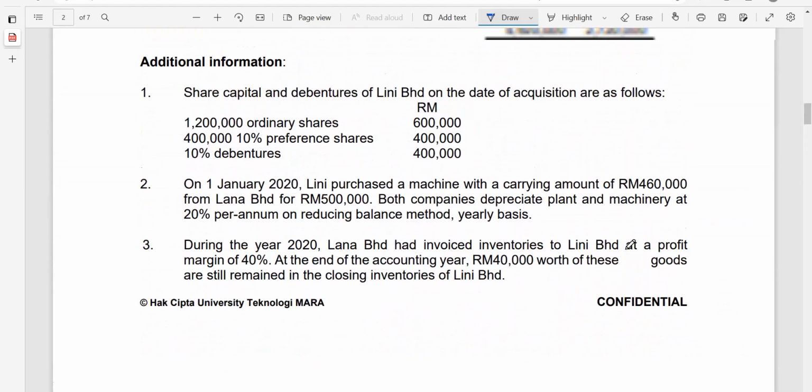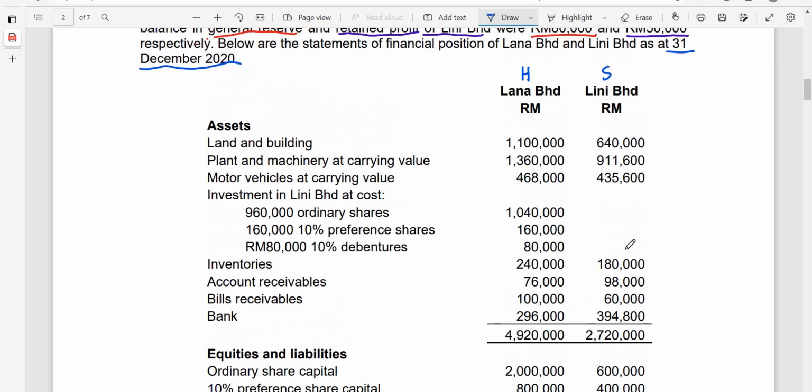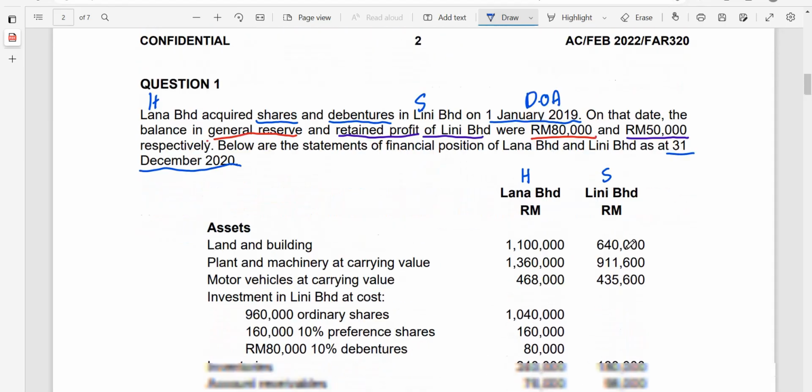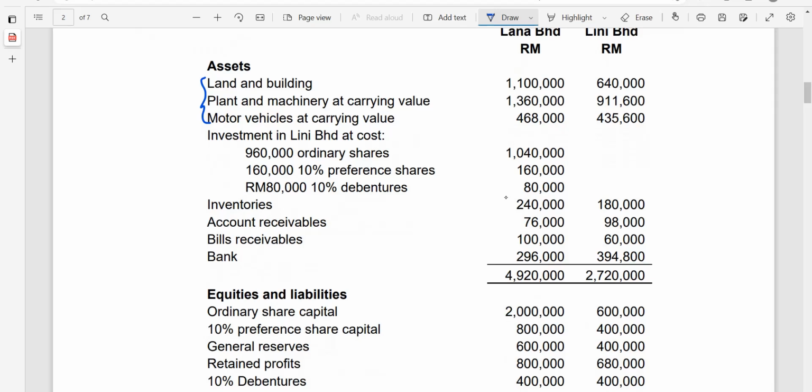And let's look at the information given. The purpose of preparing the consolidated statement of financial position is to combine the assets of the subsidiary and the assets of the parent as if they were a single economic entity. Therefore we are going to combine items like all the land and buildings here, and we are going to eliminate any intercompany transactions. So these will all be combined, and we are also going to check for intercompany transactions.